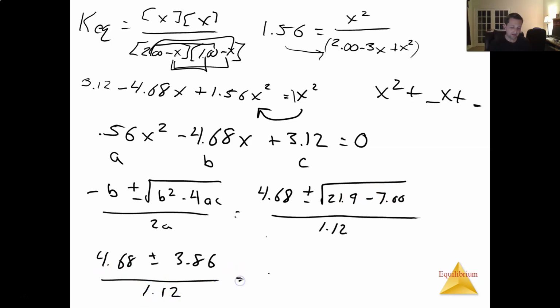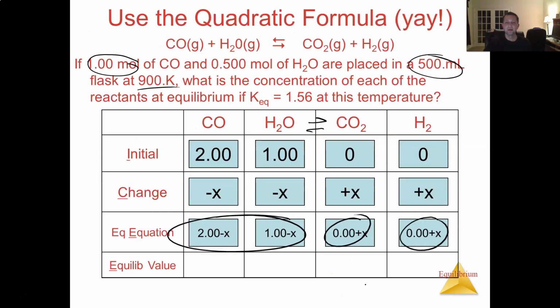All right, math it out. You have two answers here because it's the plus or minus 3.86, right? So you end up with 7.63 or 0.732. Okay? If you go back here, the 7.63, does that make sense? Well, it would make sense over here. You get 7.63.